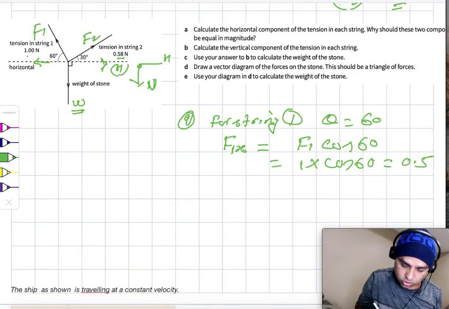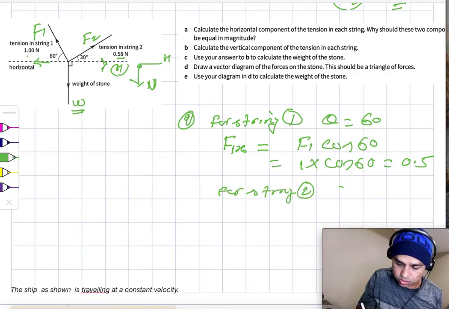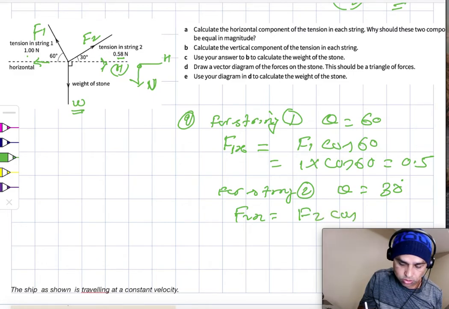And for string 2, what happened? For string 2, theta equals 30. So F2x equals F2 cos 30. This nearly equals 0.5.